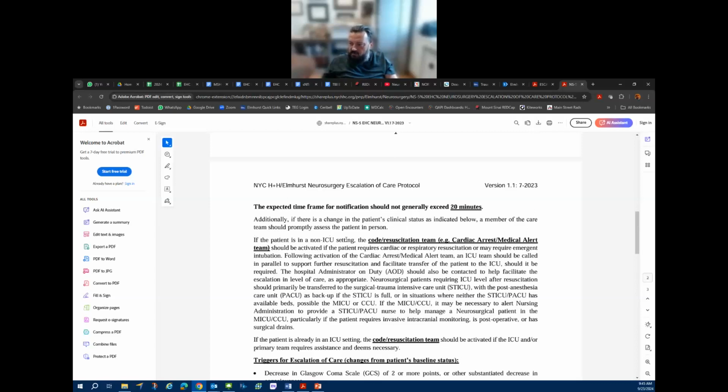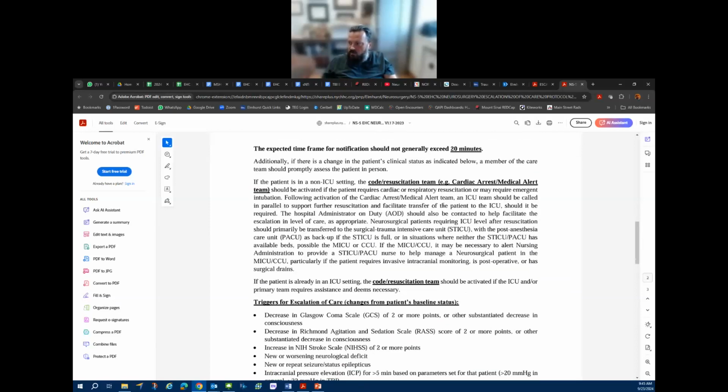So if a patient's in a non-ICU setting, so step down unit or the floor, then a code or resuscitation team should be activated if the patient requires cardiac or respiratory resuscitation or may require emergent intubation. And then if a patient is already in the ICU setting, the code resuscitation should be activated if the ICU and or primary team requires assistance and deems necessary.